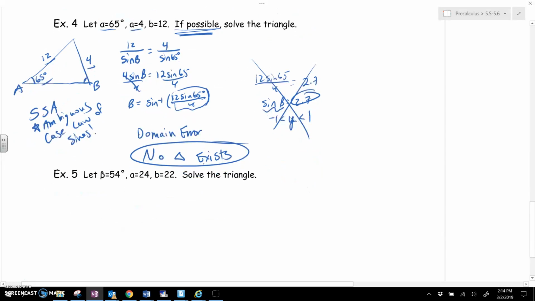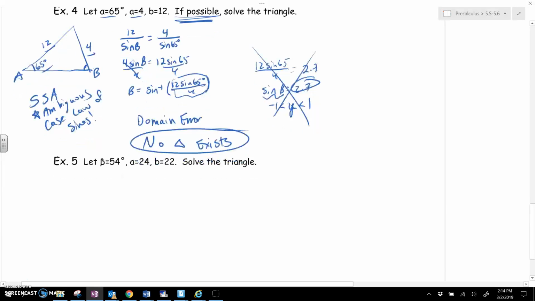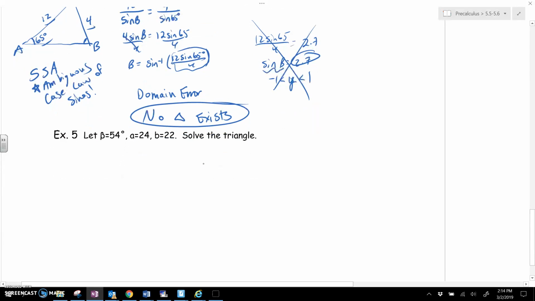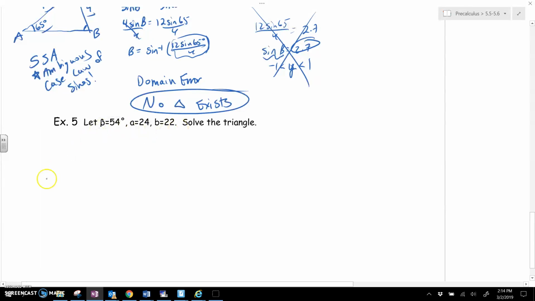So sometimes when we have SSA, what we learned is true. It doesn't work. But let's look at another example. In this example, I follow my rule where I'm going to put beta down here because that's the angle they give me. That's 54. So side B is 22. And since they give me A, I'm going to put A here with the 24 across.